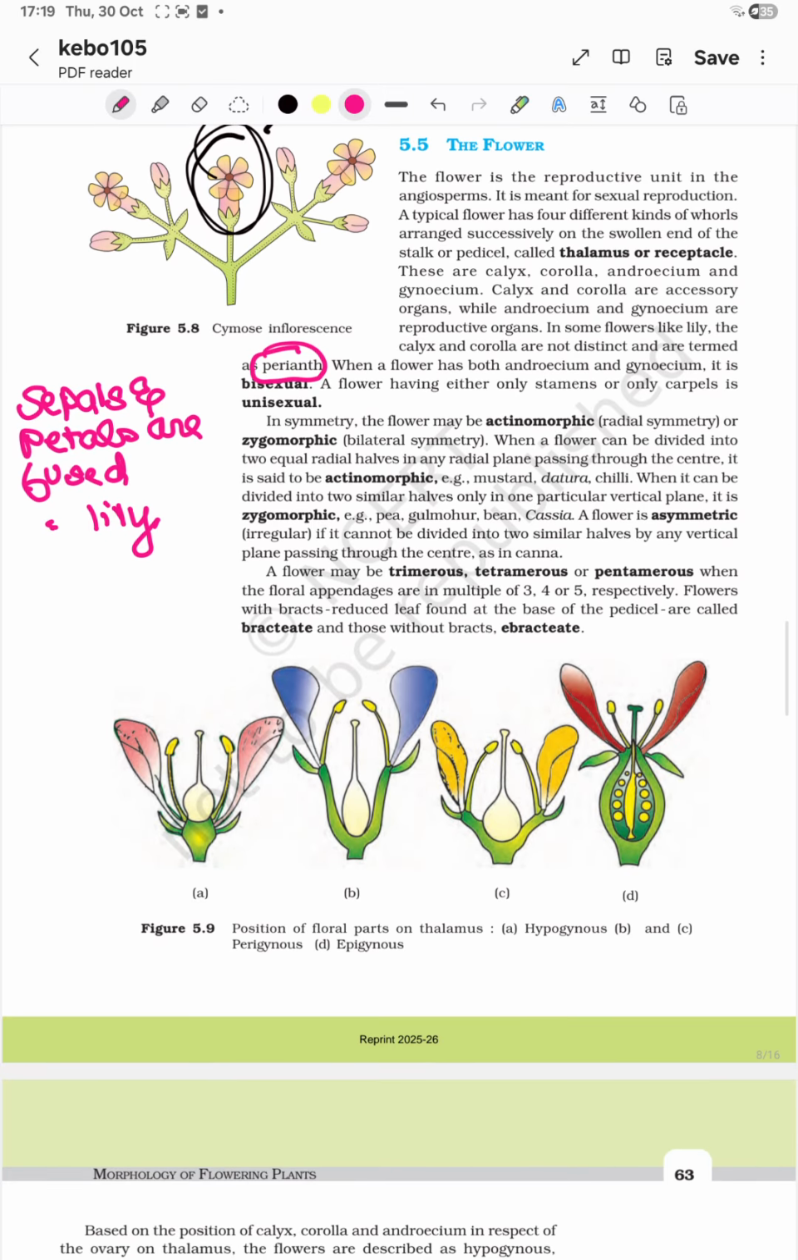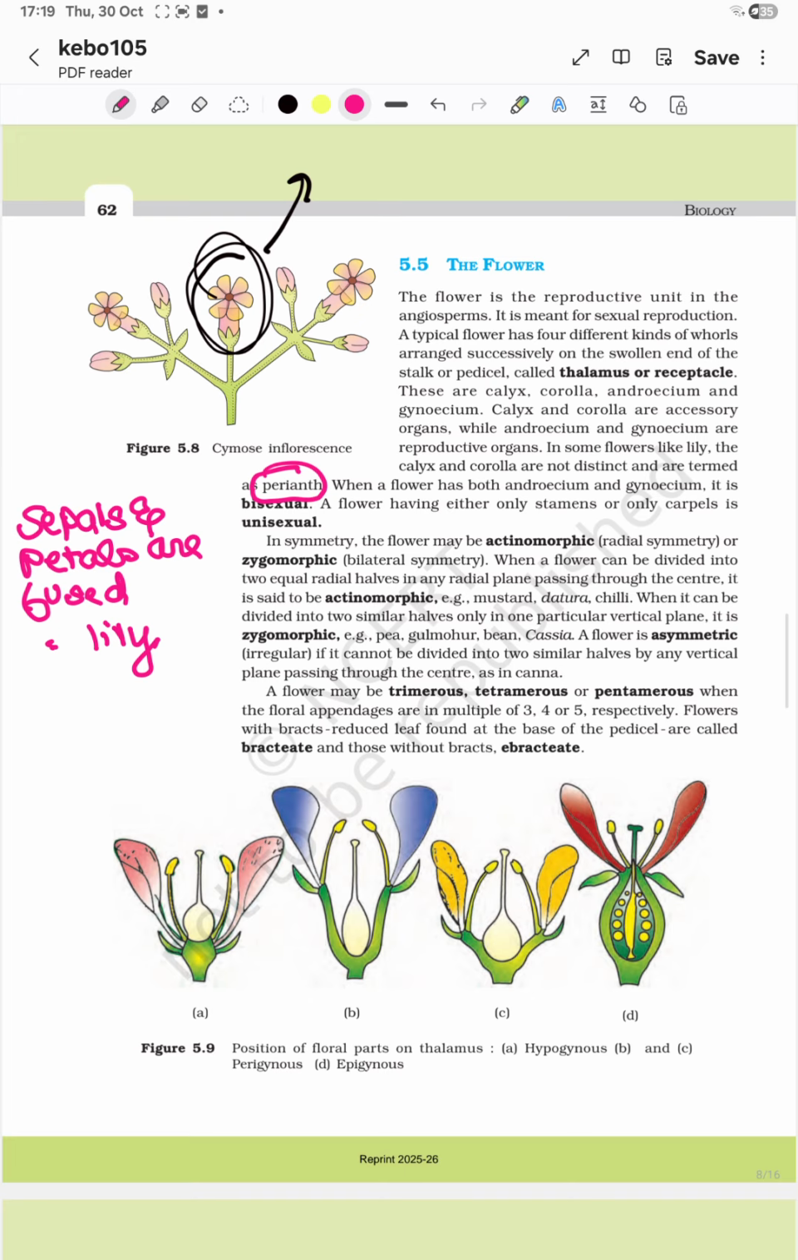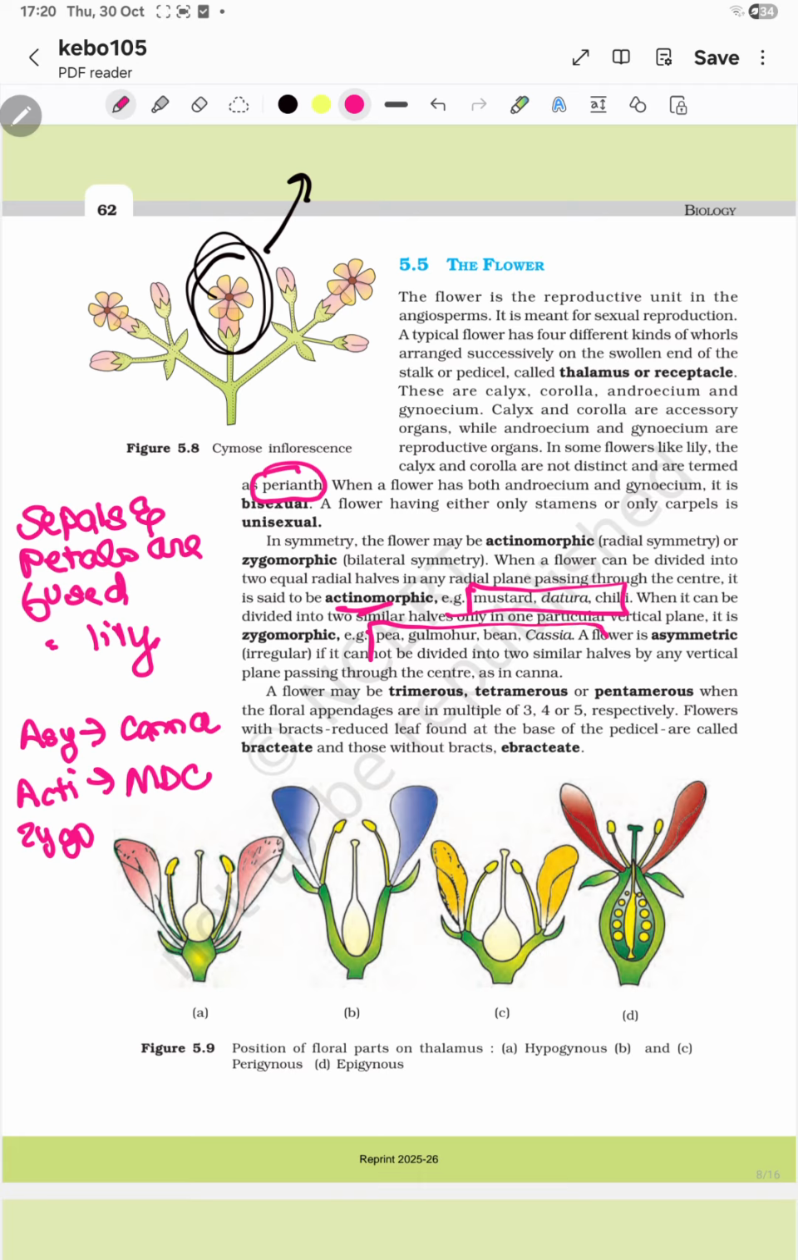Now, there are three types of symmetries. As in the animal kingdom, you had radial symmetry and bilateral symmetry. In the same way here, we have asymmetrical, actinomorphic, and zygomorphic. Now, asymmetrical, there is only one example called canna. Actinomorphic, there are three examples: mustard, datura, chili. Zygomorphic, there are four examples: pea, gulmohar, bean and cassia.